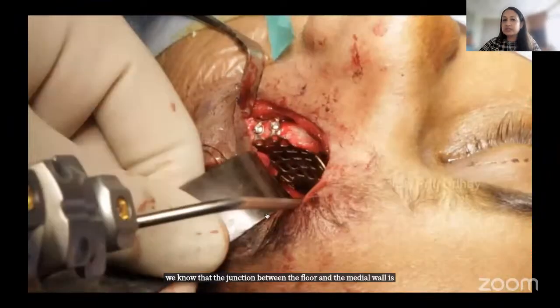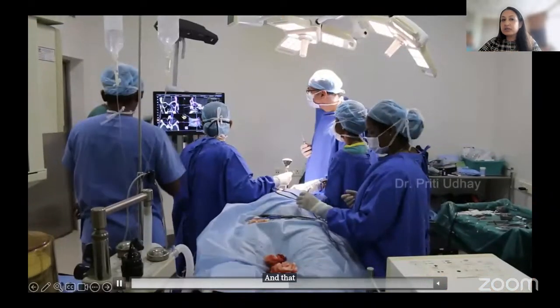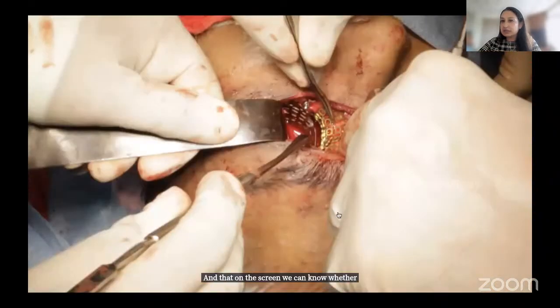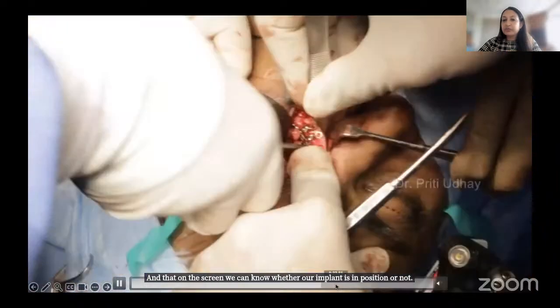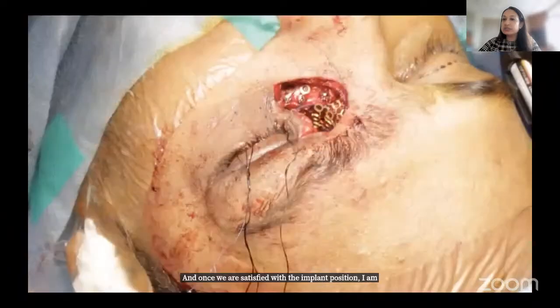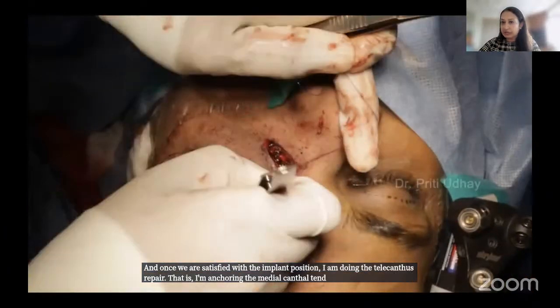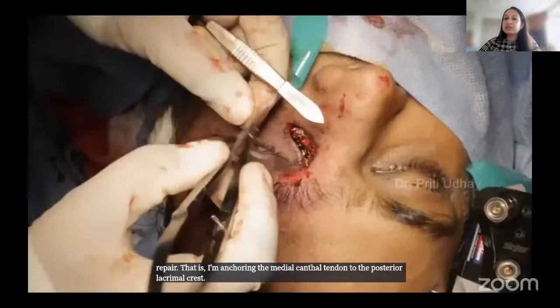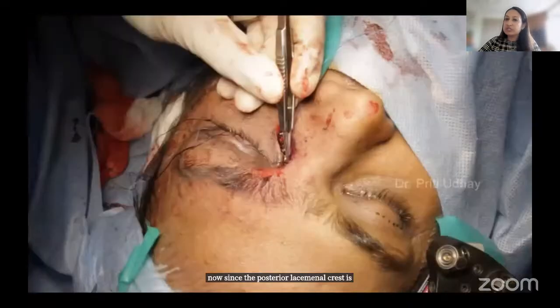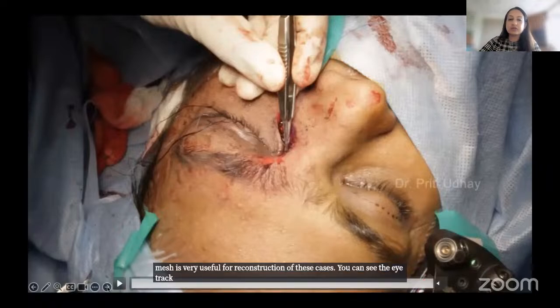So this is the navigation probe that we are using. And on the screen, we can know whether our implant is in position or not. And once we are satisfied with the implant position, I am doing the telecanthus repair. That is, I'm anchoring the medial canthal tendon to the posterior lacrimal crest. Now, since the posterior lacrimal crest is difficult to reach, this kind of a mesh is very useful for reconstruction of these cases. You can see the eye tracker here of the navigation.